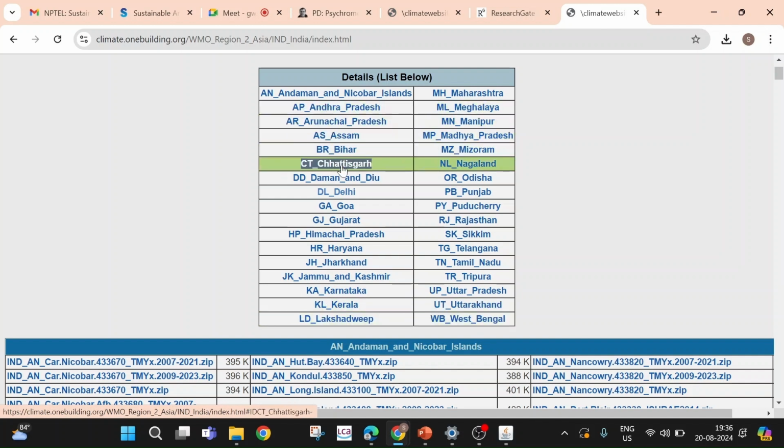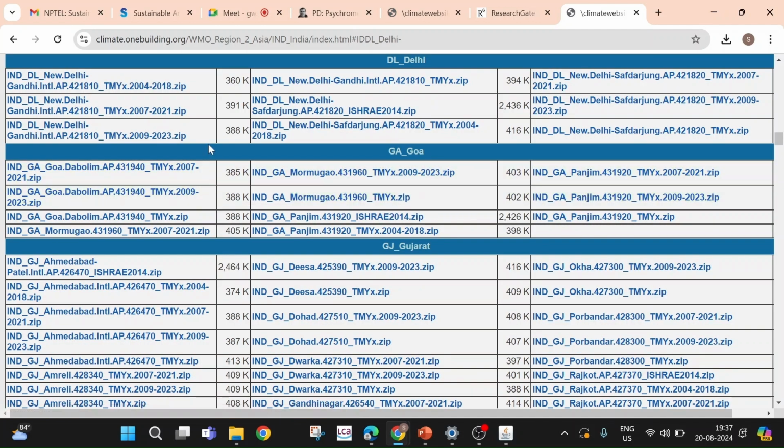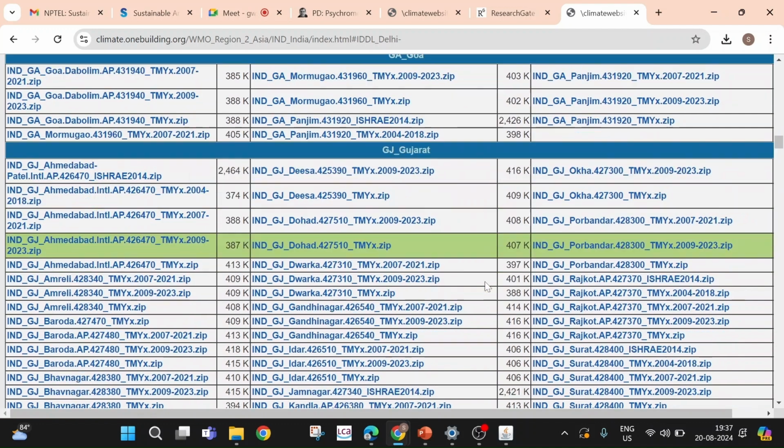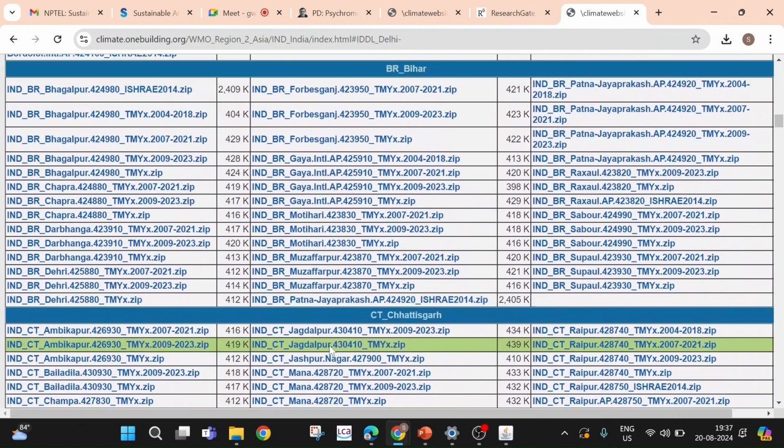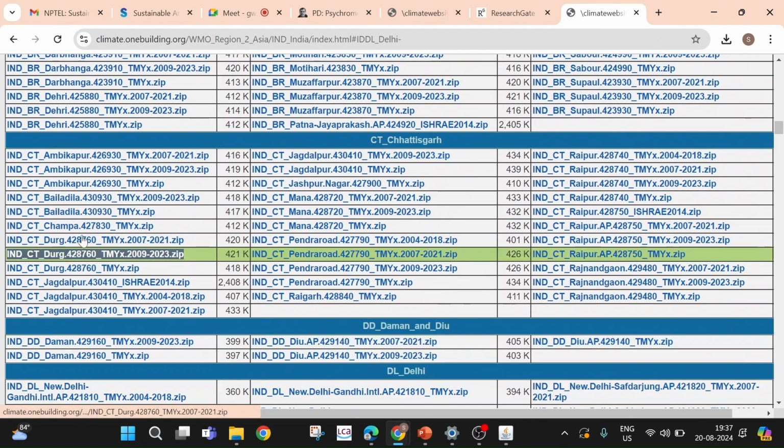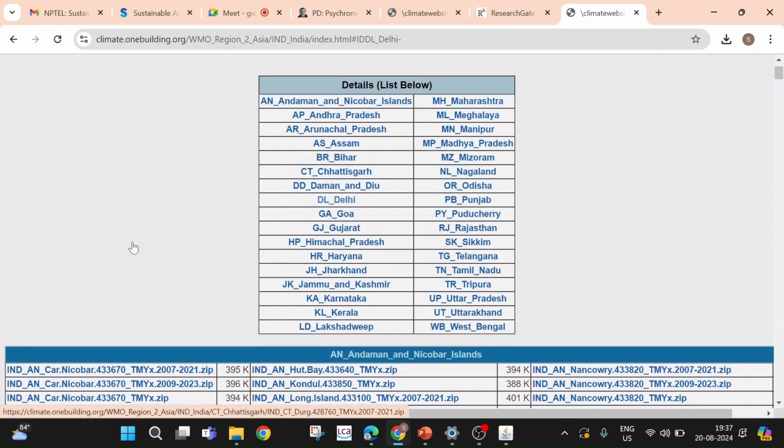Let me just click on this particular Himachal Pradesh or Delhi. In Delhi, if you see, for the particular Delhi location only, DL, these many data files are there for particular regions in Delhi. Which region do you want to do climate analysis for? These all regions are for Delhi only. Let me click.